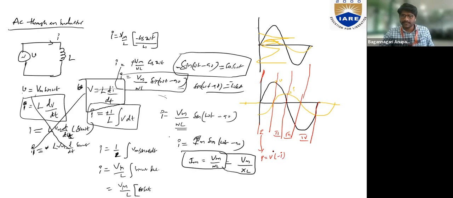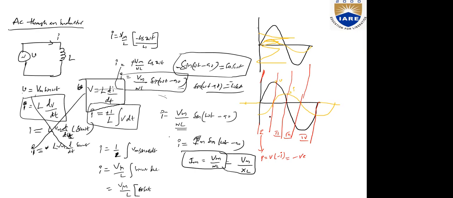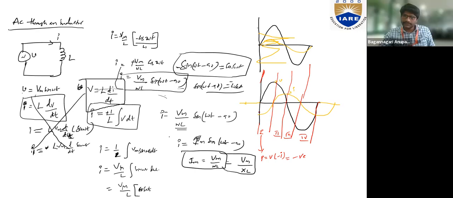Isn't it? So what will be the value of power, positive or negative? Negative. So suppose this is the power, the product of V and I that I am getting here, right? Is that okay? The power is negative because of this product.